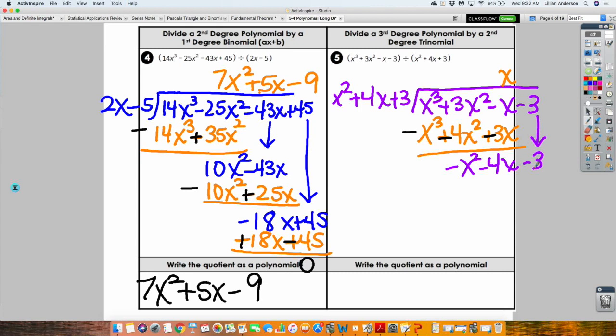And I repeat. x squared times what gives me a negative x squared? A negative 1. What's negative 1 times x squared? Negative 1 times 4x. Negative 1 times 3. And I have to change the sign. And I just get 0. So x minus 1 is my answer.